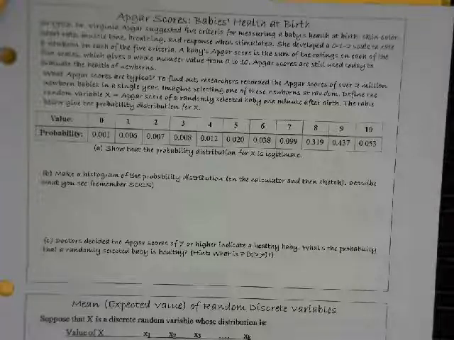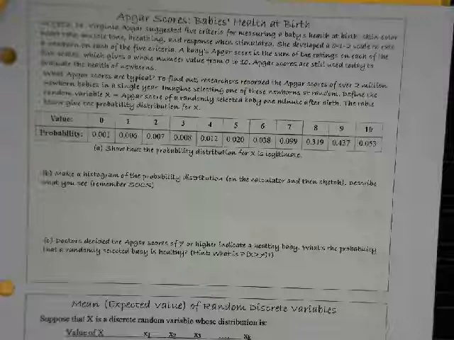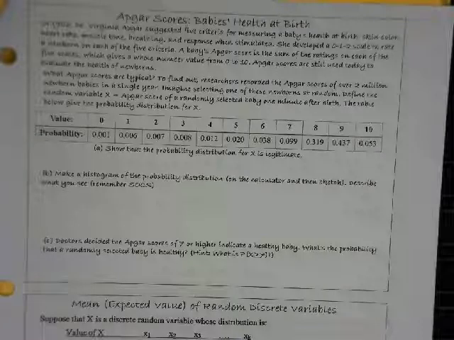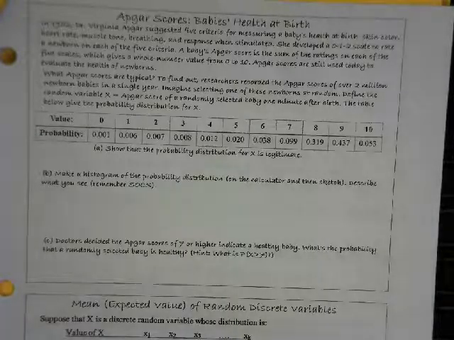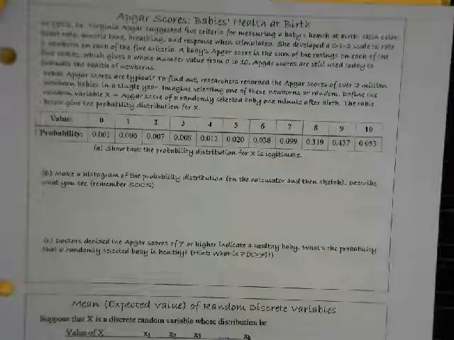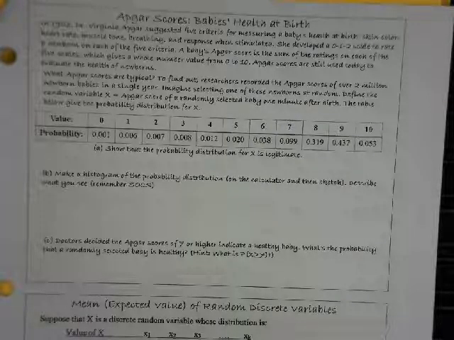What Apgar scores are typical? To find out, researchers reported the Apgar scores of over 2 million newborn babies in a single year. Imagine selecting one of these newborns at random. Define the random variable x equals the Apgar score of a randomly selected baby 1 minute after birth. The table below gives the probability distribution for x.